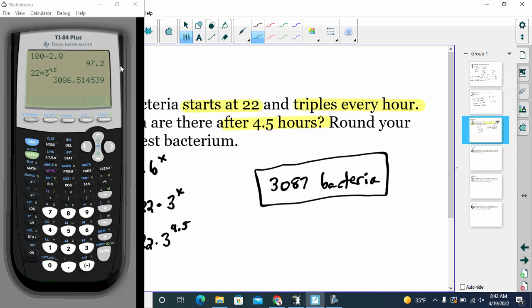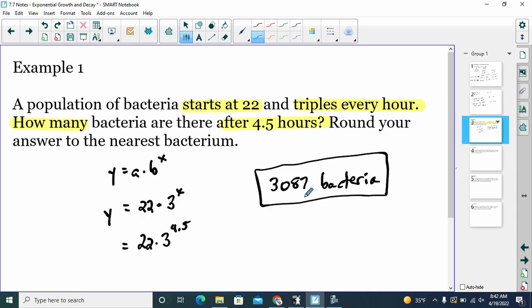So notice we started at 22. It grew to over 3,000 after 4.5 hours. So exponential equations, remember, they get really big or really small if we have decay pretty quickly. They grow much faster than linear equations.